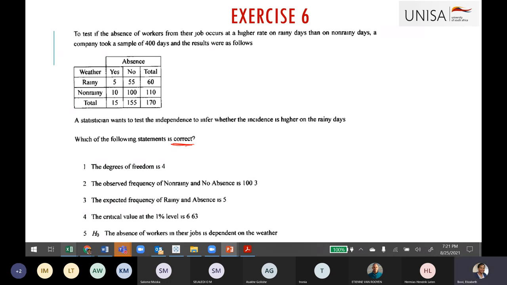It is a 2x2 table. Is it not 2x3? The 2x2, don't count the totals. It's rainy, not rainy, yes and no. Oh, I see now. Thanks.